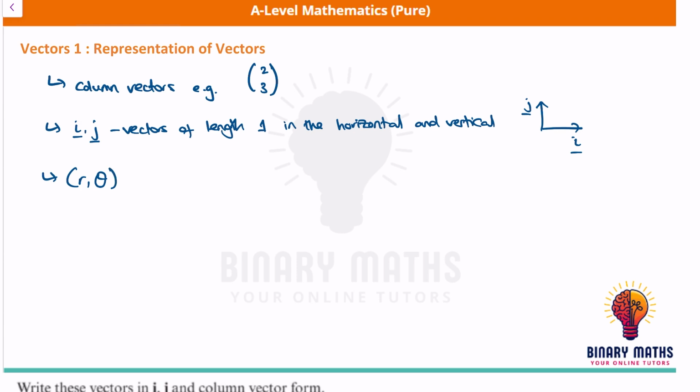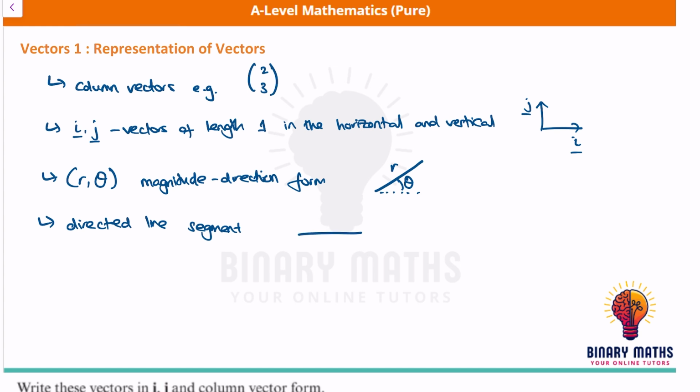Another is r theta, which is called the magnitude direction form. R is the magnitude of the vector, which is the size of the vector, and theta is normally the angle it makes with the positive x-axis. And it can also be represented as a directed line segment.